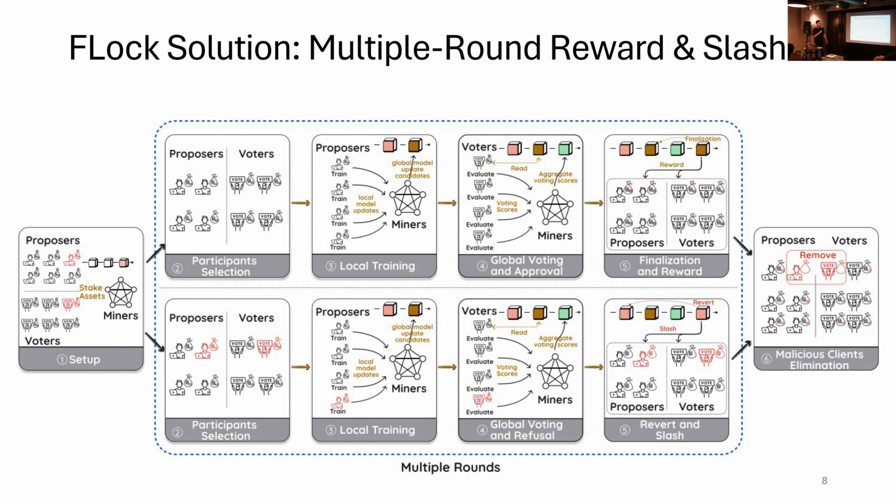Here is the multi-round reward and slash process, which happens in each round. The top row is the case where we assume everyone is acting honestly. Everything passes through, and everyone gets rewarded in the end. If someone acts dishonestly or maliciously, it will also go through, but in the last block, we slash the malicious actor, revert the whole round, and carry on to the next round.